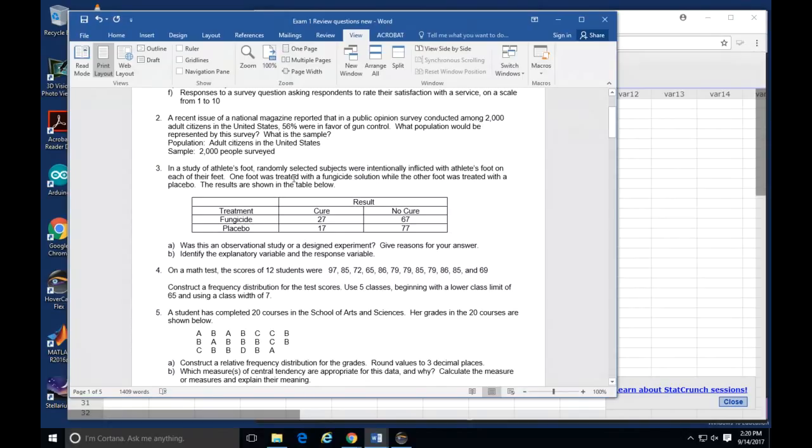In this one, because they actually applied 2 different treatments, so they were trying to affect whether the foot was cured or not, that means that this would be a designed experiment.